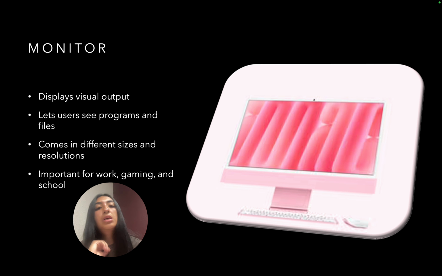Monitor. So this one is what people are most familiar with, you could say. The monitor is a screen that displays everything happening on the computer. It allows users to see programs, videos, documents. Monitors can come in many sizes and resolutions depending on their purpose. A good monitor can improve experience for school, work, and entertainment. And another thing I didn't mention is the monitor can seem like that's where everything happens, but that's mainly just for the visual output.